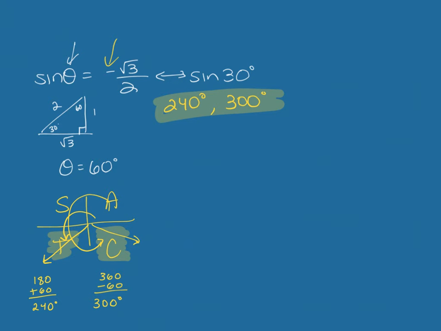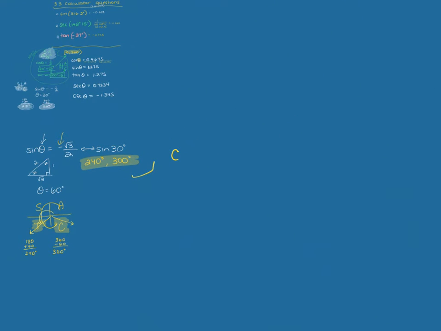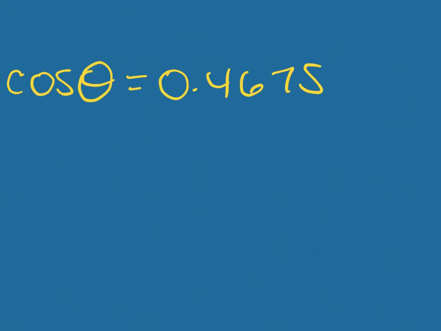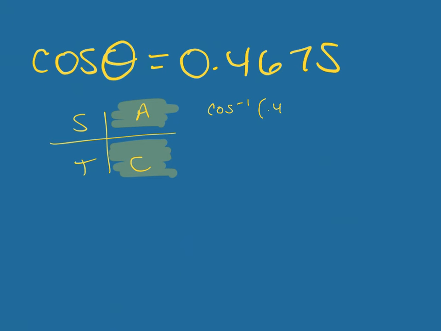Do you understand that part? Yes. Okay. Now we're going calculator. So if I said cosine of theta equals 0.4675. Before you even figure out what angles there are, what two quadrants are my angles going to lie in? 1 and 4. And how do you know that? Because that's where cosine's positive, right? So my calculator is going to give me the first quadrant one. I'm going to do cosine negative 1 of 0.4675.